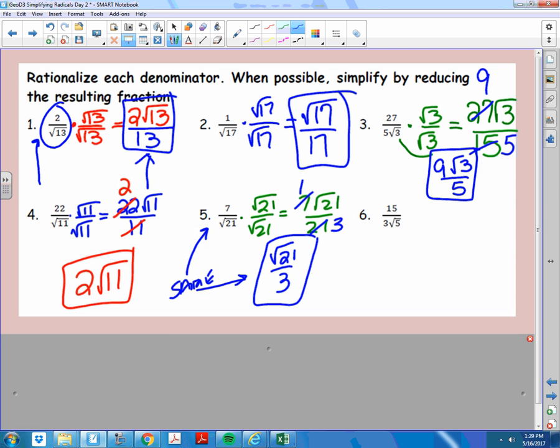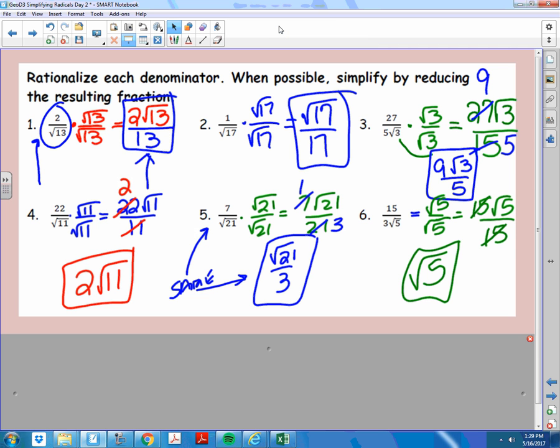And again, finally on 16, what are we going to multiply it by? Root 5 over root 5, which gives us 15 times the square root of 5 over 15. Root 5 times root 5 is 5. 5 times 3 is 15. Square root of 5 is the final answer. That's right. That's what's called rationalizing the denominator. Any questions? All right.